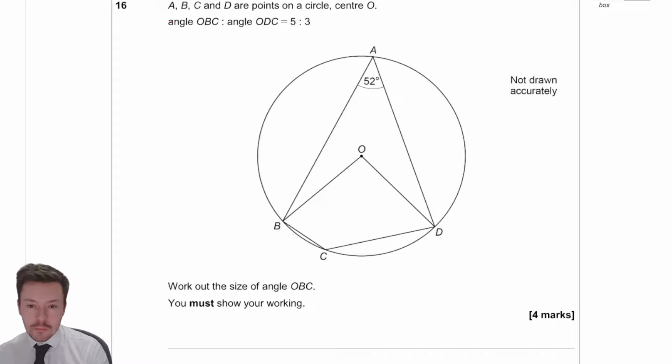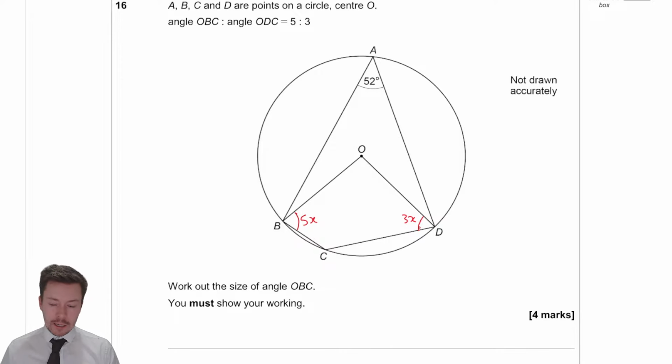Okay, this one, A, B, C, and D are points on a circle, centre O, angle OBC, which is this one, to angle ODC, which is this one, is in the ratio 5 to 3. So we could call this 5x, and call this one 3x, with x being one part of that ratio, essentially.